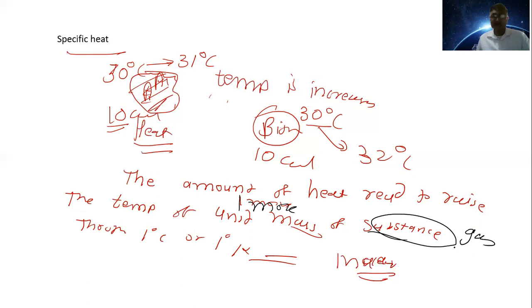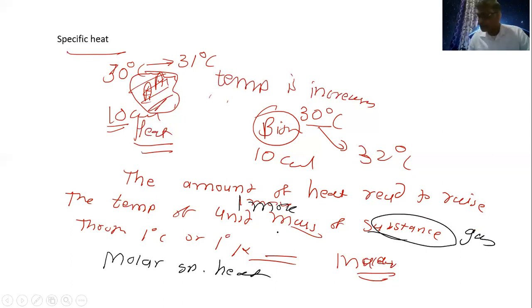1 mole of gas through 1 degree centigrade or 1 degree Kelvin, that is known as molar specific heat. The amount of heat required to raise the temperature of 1 mole of gas through 1 degree centigrade or 1 degree Kelvin is called as the molar specific heat of the gas.